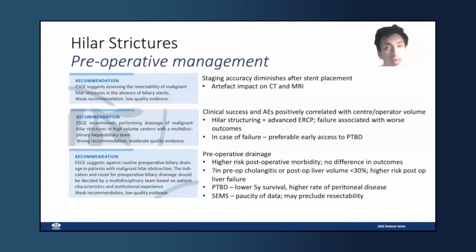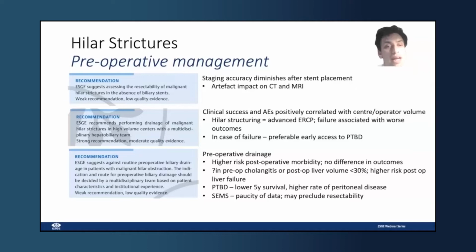Now, for hilar strictures, very difficult to treat, ESGE does recommend assessing the resectability before any endoscopic stenting has taken place because of the artifact that can impact on your accurate staging. They do recommend performing the drainage of malignant hilar strictures in high volume centres. As we all know, these are complex cases, and in case of failure you want early access to percutaneous drainage approaches, which tend to be in these hepatobiliary centres.